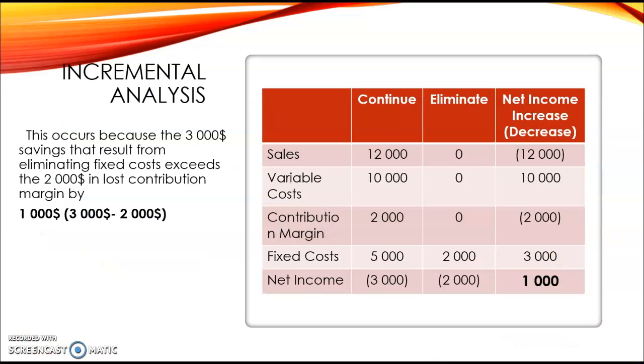In the next example, assume the same facts as above, except now assume that $3,000 of the fixed cost attributed to the Fizzy line can be eliminated if the line is discontinued. In this case, because the company is able to eliminate some of its costs by eliminating the division, it can increase its net income by $1,000. This occurs because the $3,000 saving that results from eliminating fixed costs exceeds the $2,000 in lost contribution margin by $1,000. As a result, under these circumstances, the company will receive a net income of $1,000.